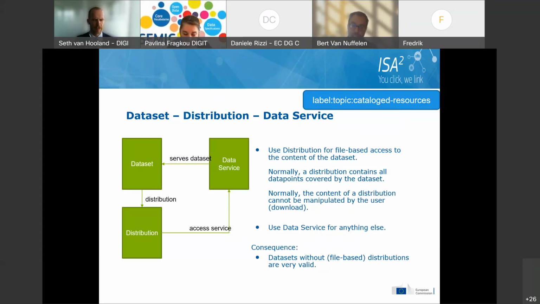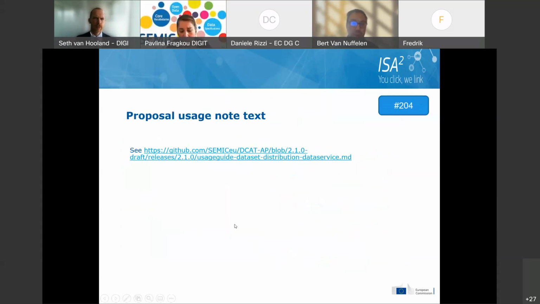So we have discussed these different entities, and this was our conclusion, that we mainly look towards distributions as things that are file-oriented access, and that data service is mostly anything else. So this is kind of the rough distinction that we want to describe in a guideline. And this guideline is now written and available for review. So this is the link where you can find it.